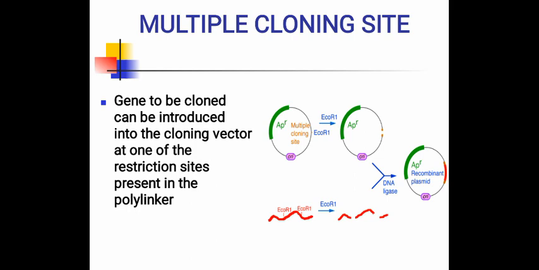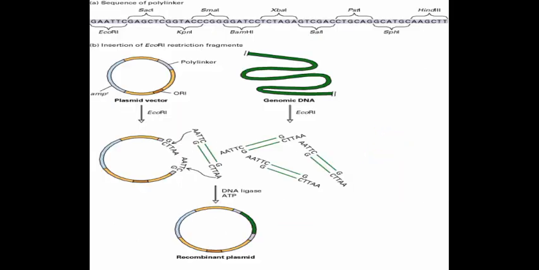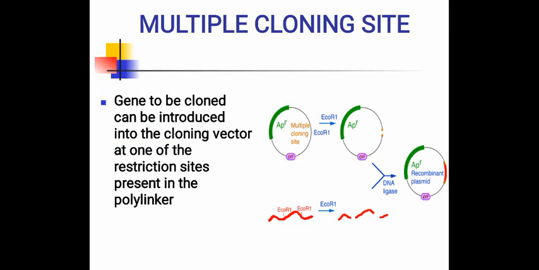Then multiple cloning site. The gene to be cloned can be introduced into the cloning vector at one of the restriction sites present in the polylinker. Here you can see the multiple cloning site. This one is the multiple cloning site. Here the restriction endonucleases are introduced, then this is produced.